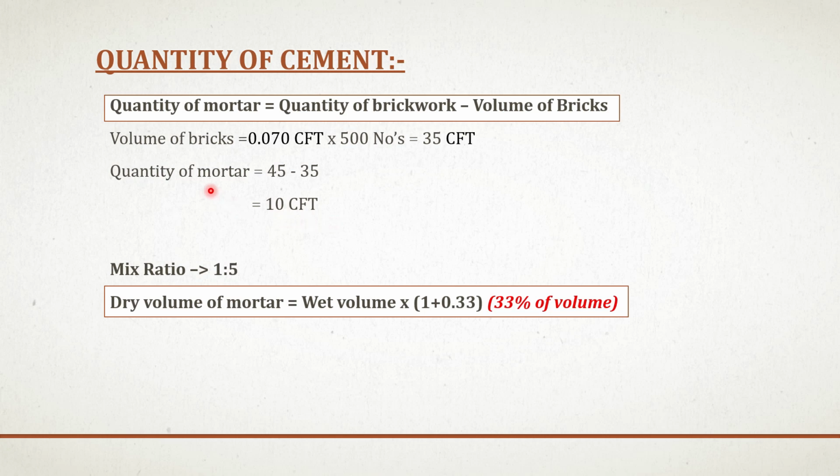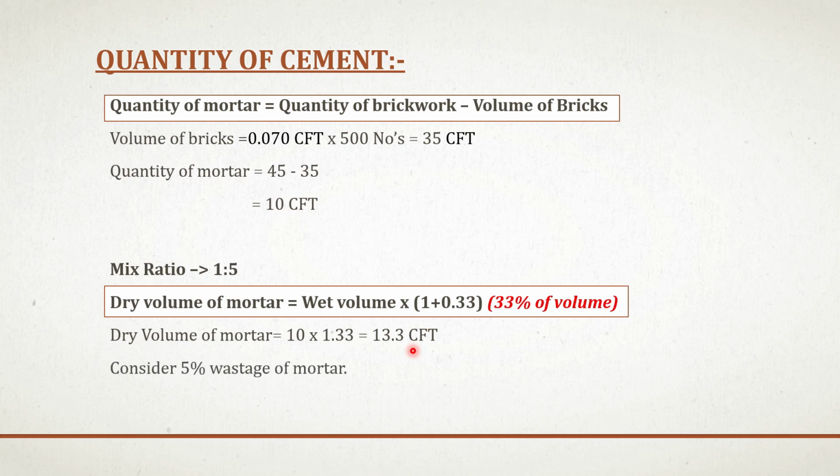To get the dry volume, you have to multiply wet volume with 1.33, which means dry volume of the mortar is 33% more than the wet volume. So dry volume of mortar equals 10 multiplied by 1.33, which equals 13.3 cubic foot.